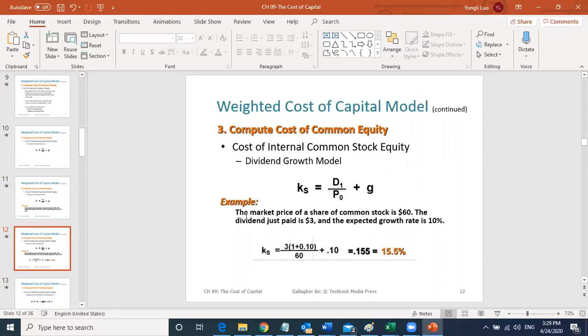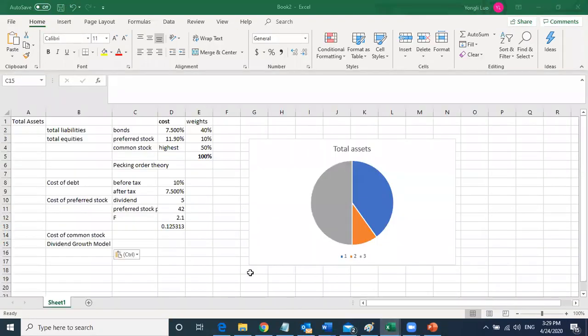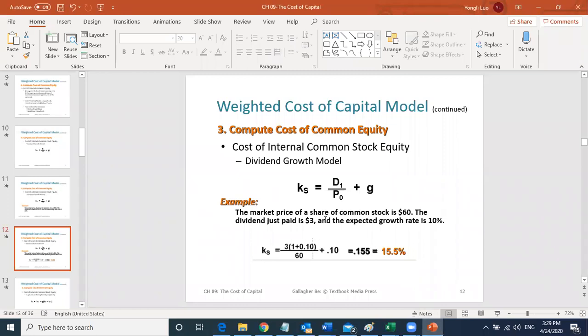The dividend increases G% every year, so it increases 10% every year. Given that information, P0 is 60 and the dividend they just paid is 3. We're using the dividend growth model, where P0 is the current stock price. We need to calculate D1, the dividend they will get at the end of the year, and also G%. The dividend growth rate is 10% and the current stock price is 60.